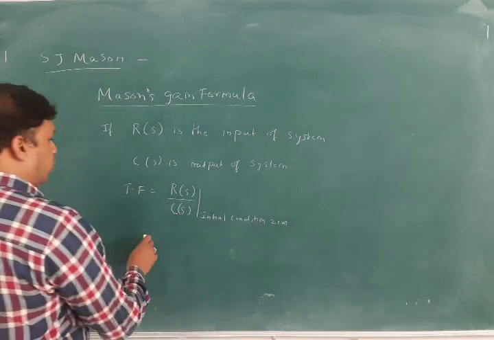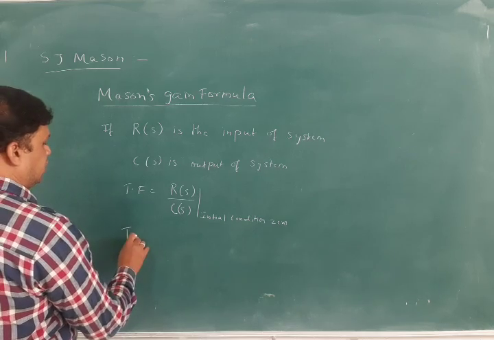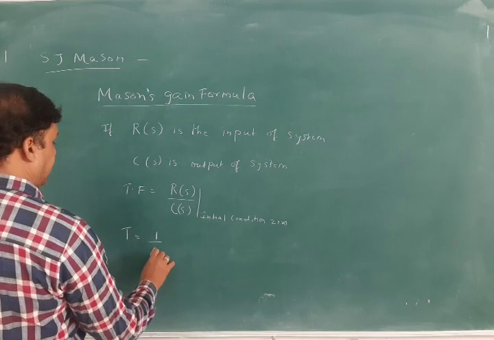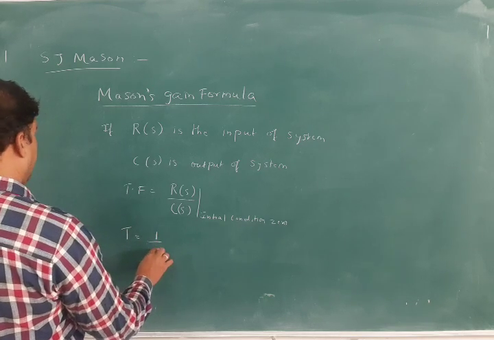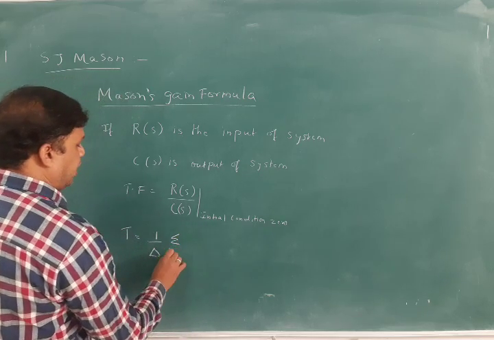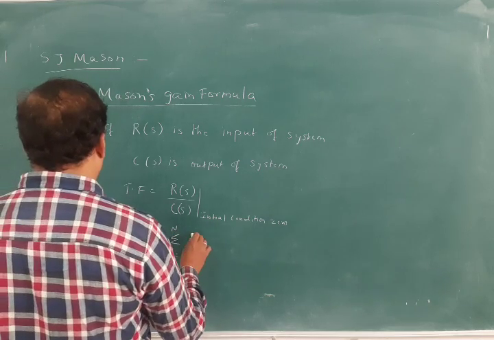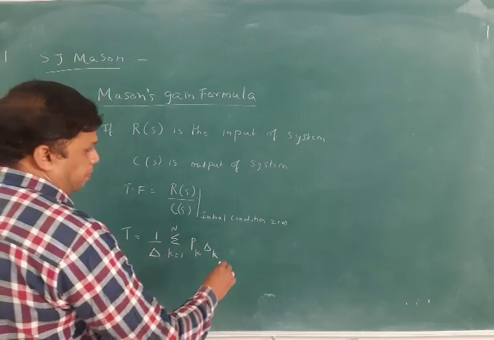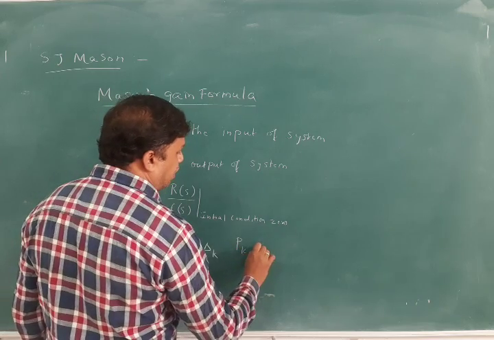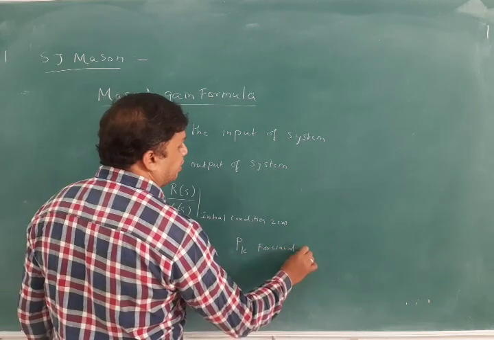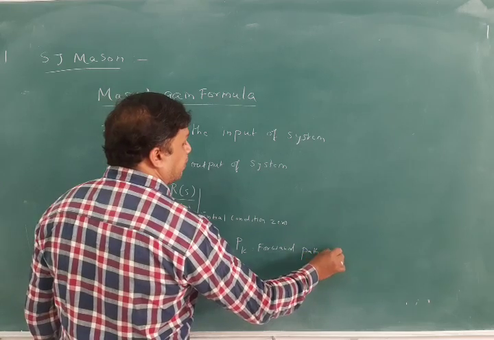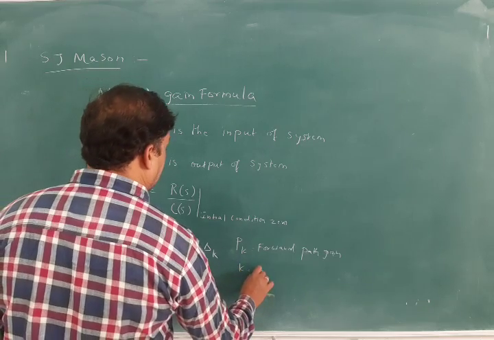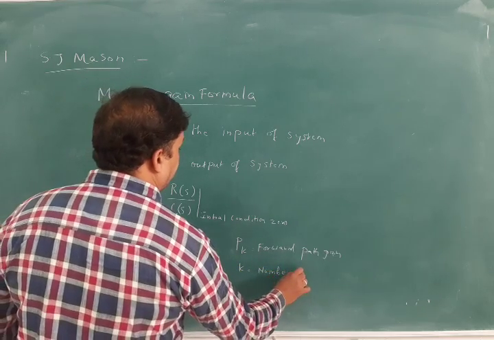If we want to write the Mason gain formula, then the transfer function, we denote it by T. T is equal to 1 by delta, sigma k equals 1 to n, Pk delta k, where Pk is called the forward path gain, and where k is the number of forward paths.